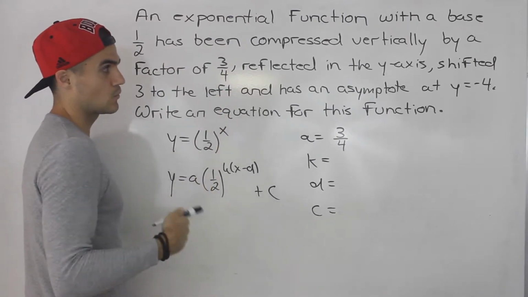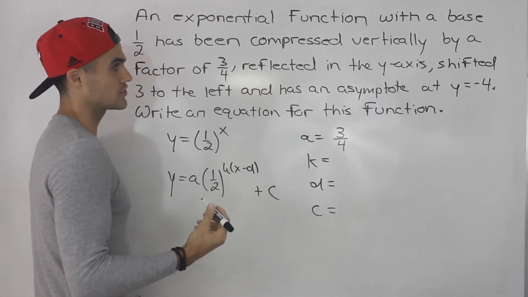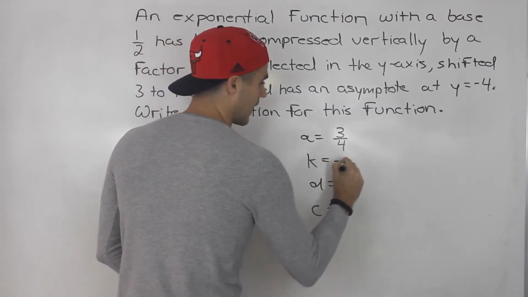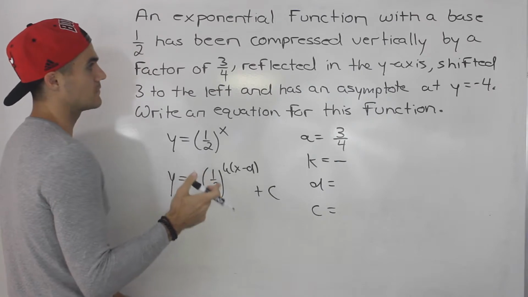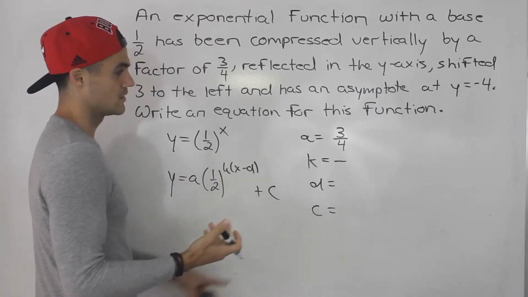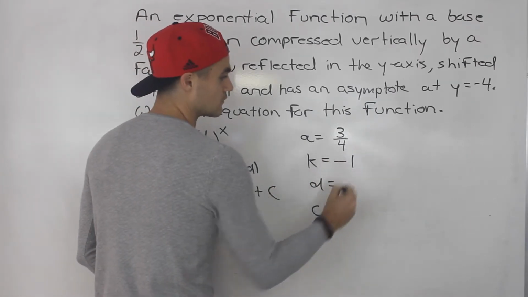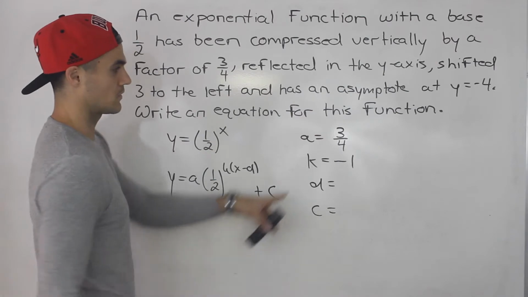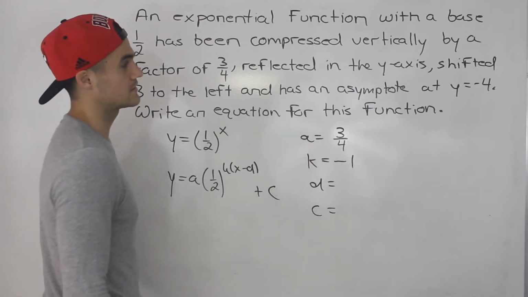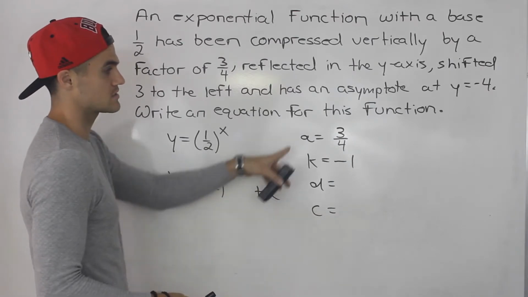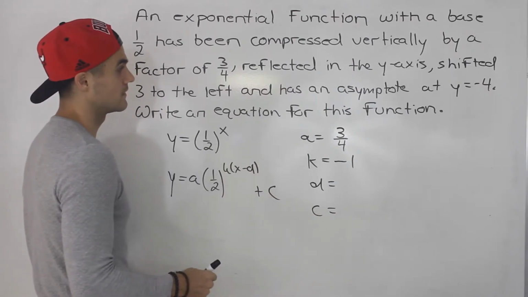Reflected in the y-axis. Now we know a reflection in the y-axis causes the k value to be negative. And notice that they don't say anything about a horizontal compression or a horizontal stretch. So we know the k value is just going to be -1. Now, if this said reflected in the x-axis, then we know the a value would be negative, but it didn't say that. It's the y-axis, and there's no reflection in the x-axis, so the a value stays positive.